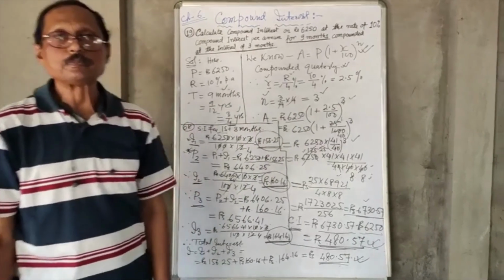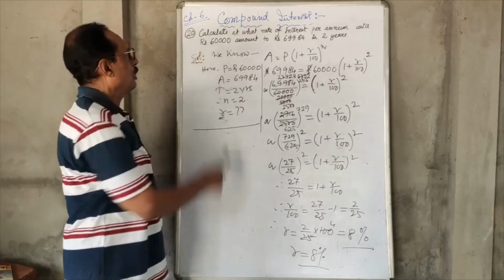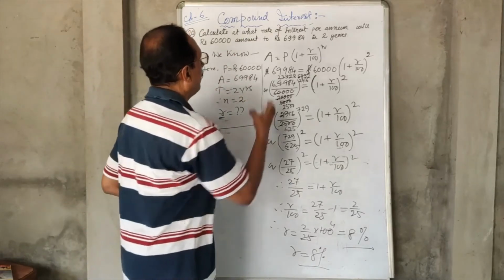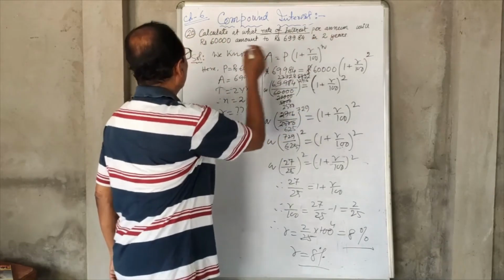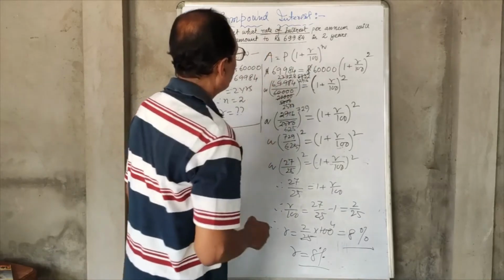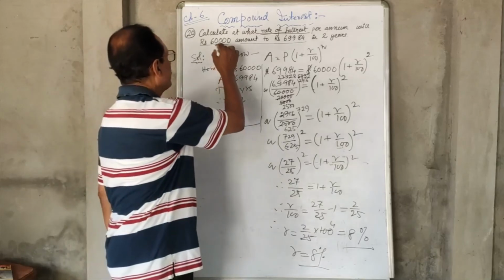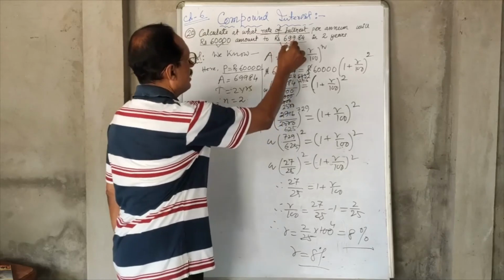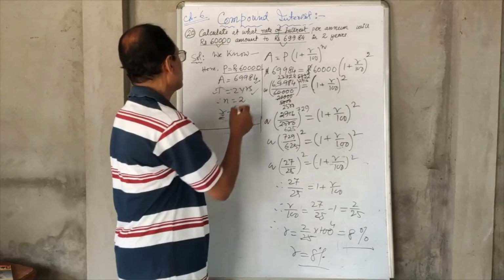Thank you. Next, problem number 20. In this problem, calculate at what rate of interest per annum will rupees 60,000 amount to rupees 69,984 in 2 years. That means we have to find the rate of interest per annum. The principal is rupees 60,000, the amount is 69,984 rupees, and the time is 2 years.